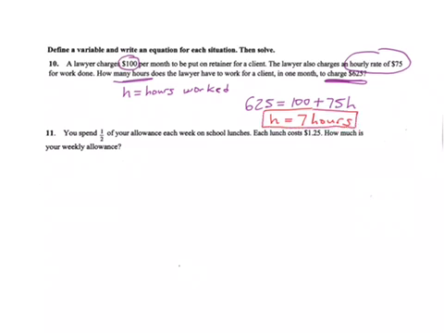Question 11. You spend half of your allowance each week on school lunches. Each lunch costs $1.25. How much is your weekly allowance? So the unknown amount here is an allowance. So we'll let A be the allowance. We know that half of the allowance is equal to how much you spend on school lunches. Well, there's usually 5 days of school per week. So we'll take 5 times the cost of each lunch, which is $1.25.